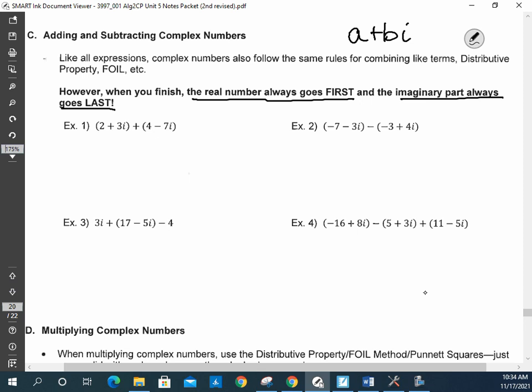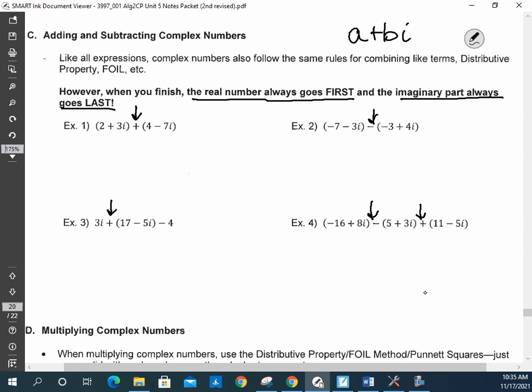Now, when you are adding and subtracting, it is very easy to confuse the problem as a multiplication problem because you see parentheses all over the place. Always look for the sign sitting in between your complex numbers. The signs are going to tell you what you're doing. Now, if there is no sign, that's multiplication.